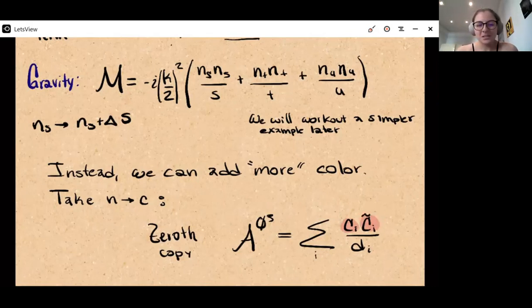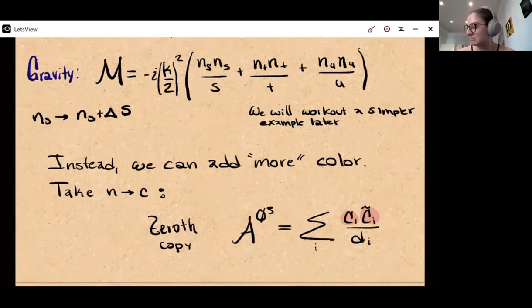And in principle, one could say, oh, what's interesting about this theory? It's a phi cubed, it's not even well defined. It has two adjoint indices.